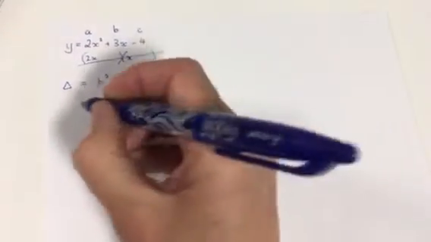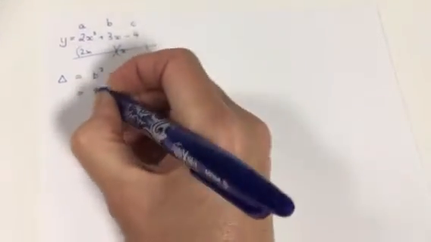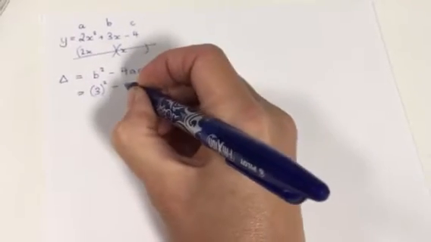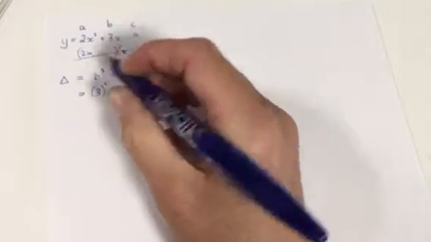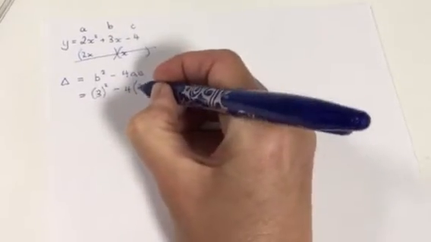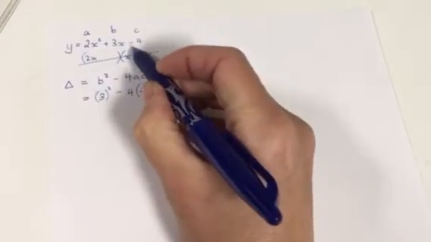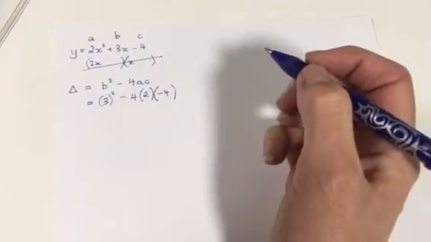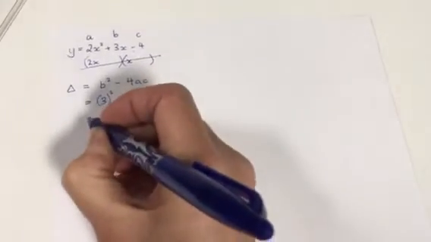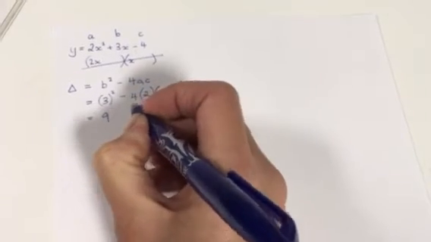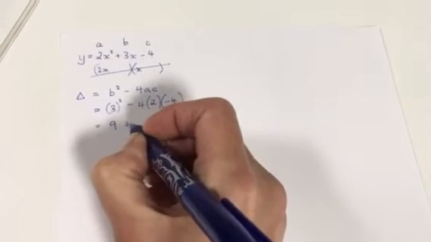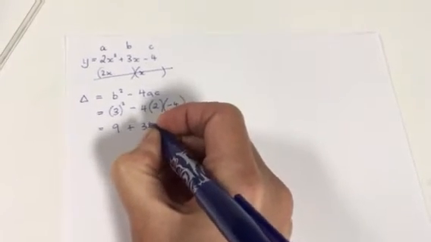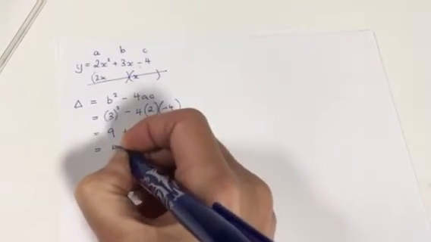So I substitute into my formula. I replace b with 3 squared minus 4 times a, in this case it's 2, and I substitute in my negative 4 for my c. Now do be careful to make sure you include that negative. Then I say 3 squared is 9, negative times a negative is a positive, 4 times 2 is 8, 8 times 4 is 32, which equals 41.